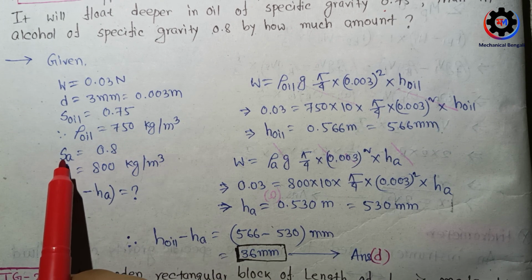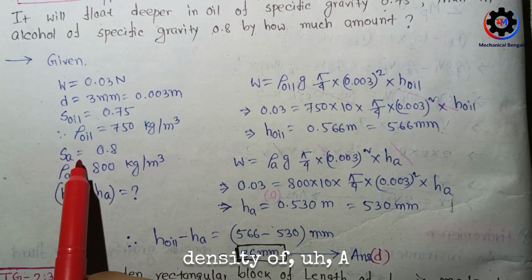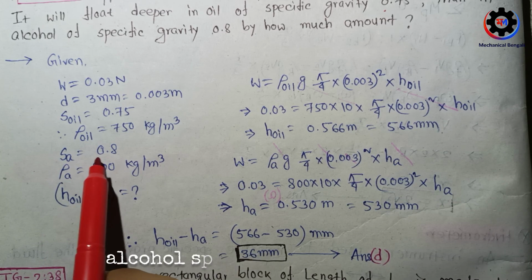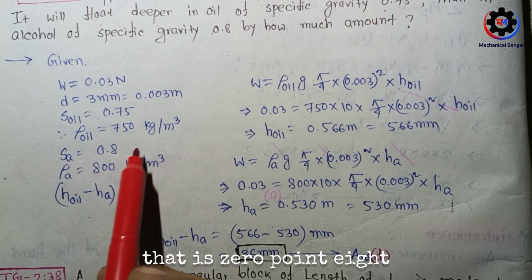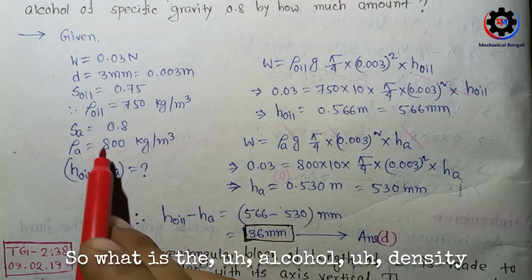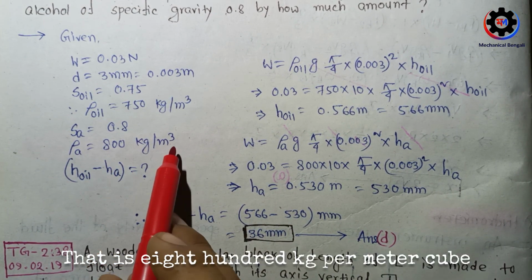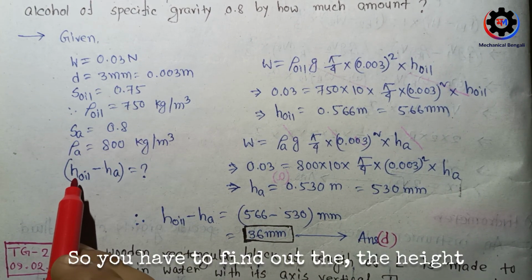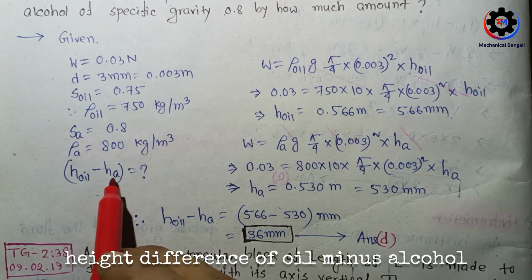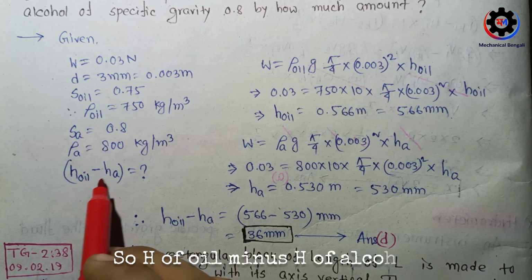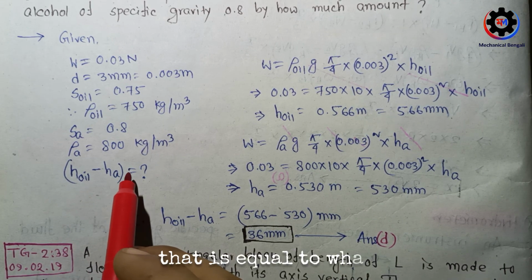And the density of alcohol: the alcohol specific gravity is given, that is 0.8. So what is the alcohol density? That is 800 kg per meter cube. So you have to find out the height difference of oil minus alcohol. So H of oil minus H of alcohol is equal to what?